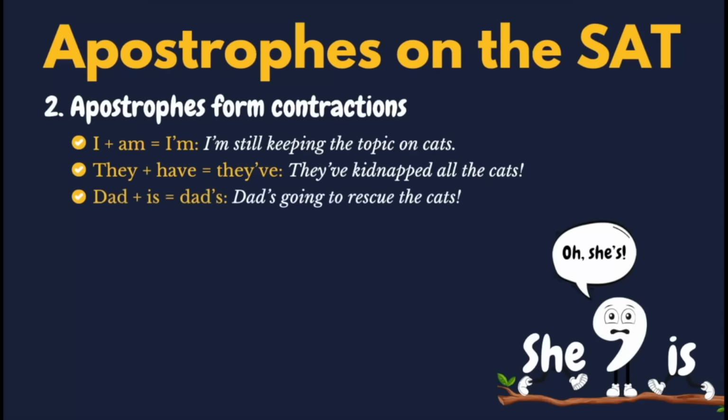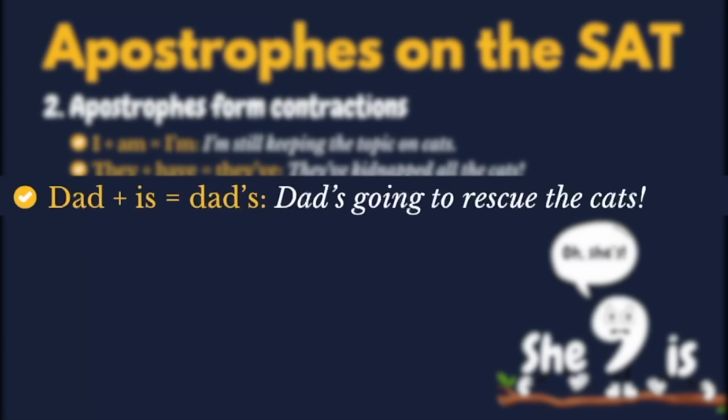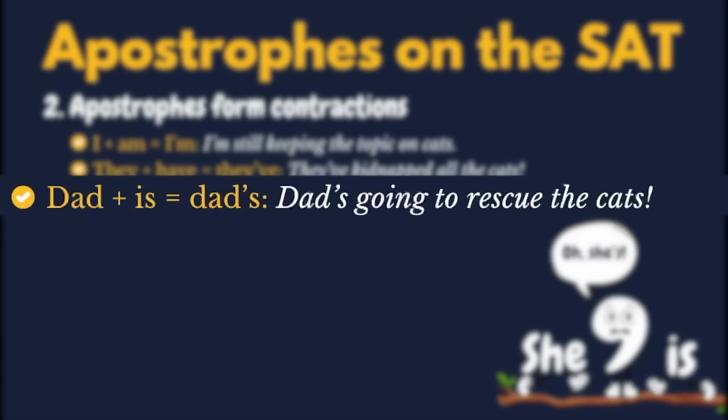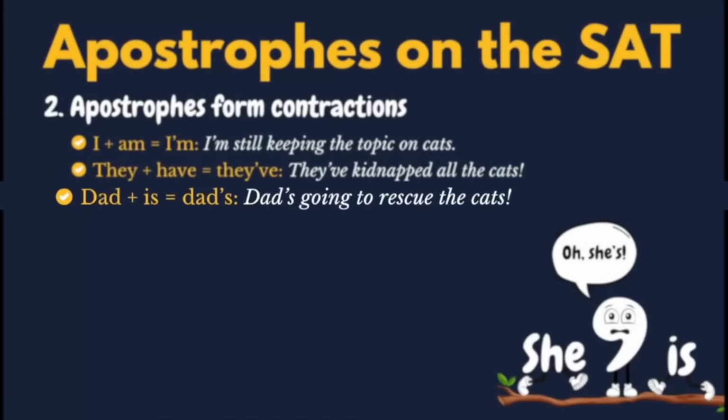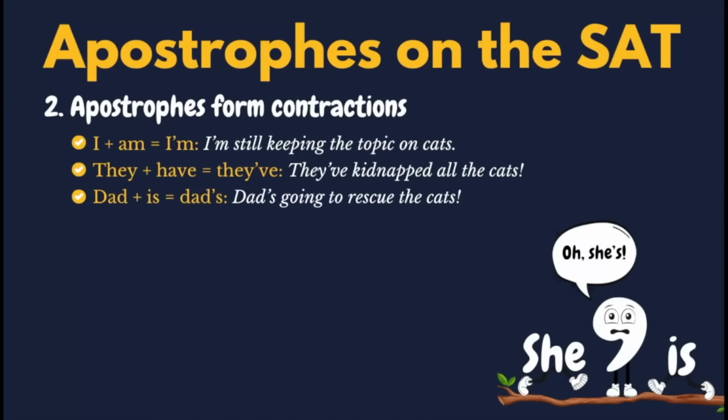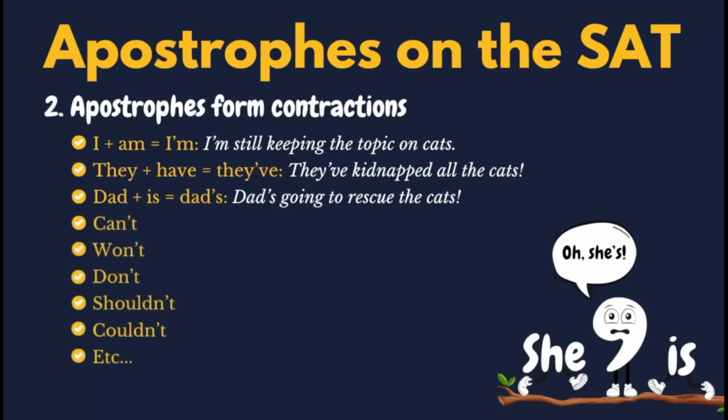It can work for proper nouns. So even though we could have dad's possessive, we can also do the same thing to say dad is. Dad is would also be dad's. So the only difference is context. If we see dad's going to rescue the cats, we know it's dad is, because dad can't possess a verb, right? Dad can't possess going, but it looks the same. So that can be a little bit confusing, which is why I bring it up. And then there's countless contractions that you're probably familiar with, so I won't go into them.